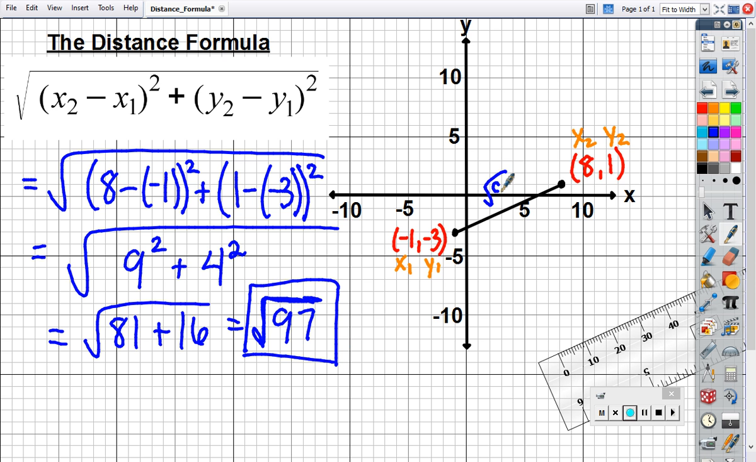This is root 97, which is a little bit under 10. You can also use the calculator to calculate a decimal approximation. So, moral of the story: this is the distance formula. Know it, love it, use it, and know that it's based on the Pythagorean theorem, and that's why it works.